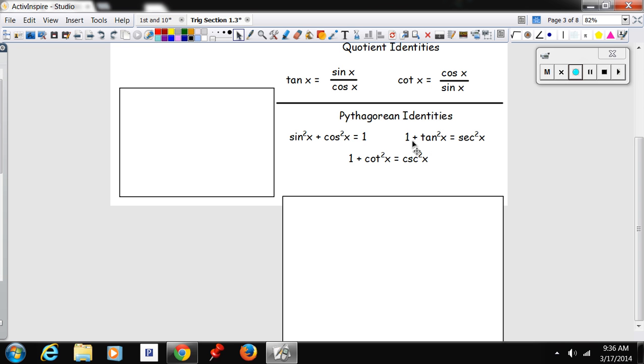1 plus tangent squared would equal secant squared. That's an identity. You don't have to prove it. You just have to know it's there in case you need to plug something in. We're going to use one. You're going to use that one today too. And then 1 plus cotangent squared equals cosecant squared. That's another Pythagorean identity.